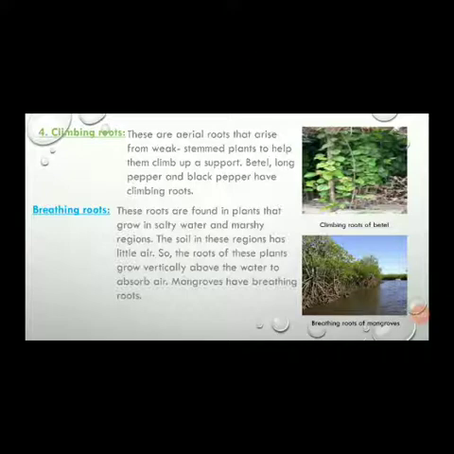One more type of modified root is breathing roots, found in plants that grow in the waterlogged soil of marshy lands that has almost no air. So, how do they take oxygen? In these plants, some branches of the roots grow vertically upward and come out of the ground to get oxygen from the air. These roots are responsible for exchange of gases, for example, mangrove plants.